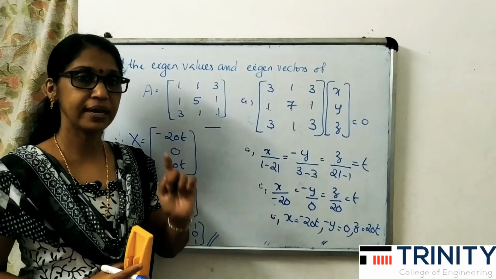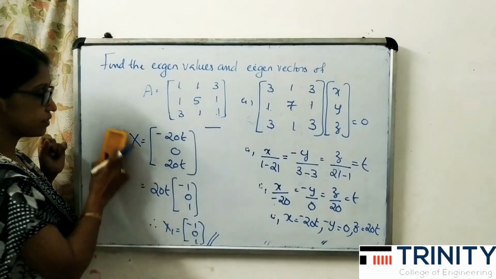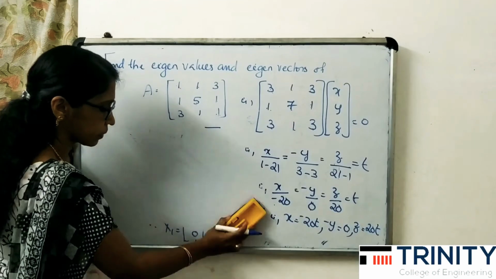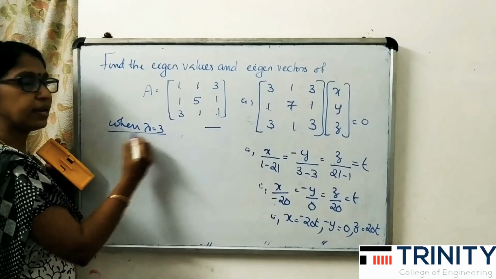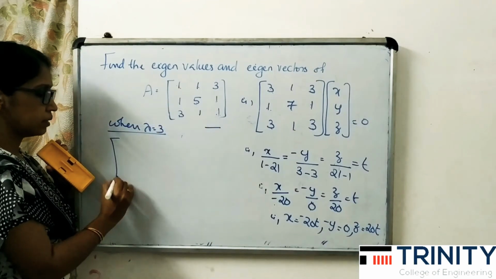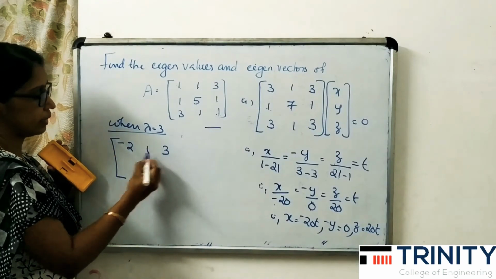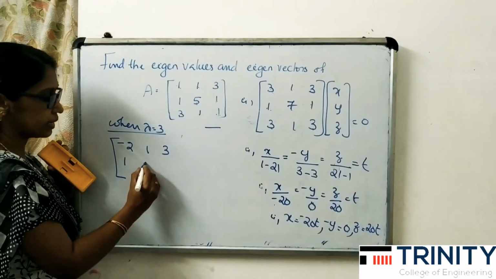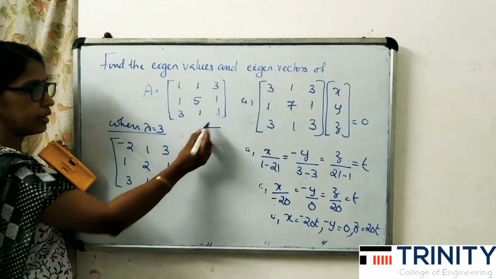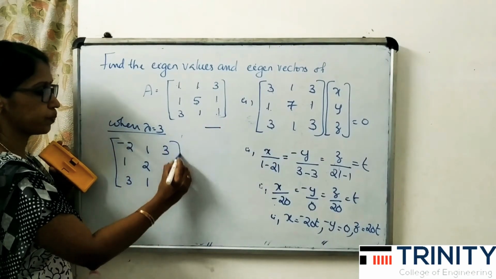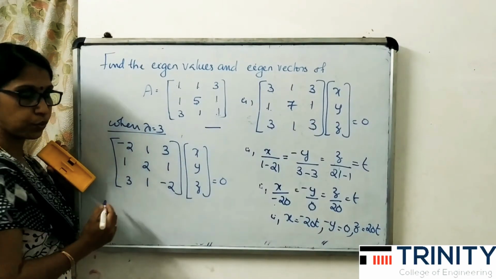Now we have to find the eigenvector corresponding to lambda equal to 3. So this is the first one. Now, when lambda is equal to 3, this becomes the matrix: 1 minus 3, that is minus 2, 1, 3; 1, 5 minus 3, that is 2, 1; 3, 1, and 1 minus 3, that is minus 2, into x, y and z is equal to 0.